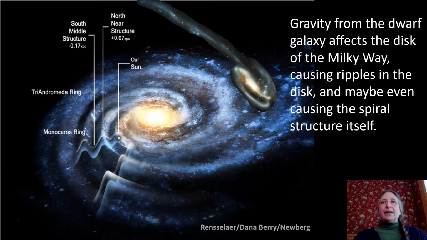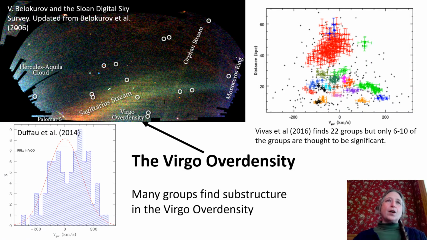In 2015, my group discovered that there were ripples in the disk of the Milky Way, as shown in this, again, an artist's picture. The ripples are caused by the dwarf galaxy falling in. So it's not just that the Milky Way galaxy rips the dwarf galaxy apart, but the dwarf galaxy has an effect on the Milky Way of making this wave-like structure, or it could even have caused the spiral structure that we observe in our galaxy.